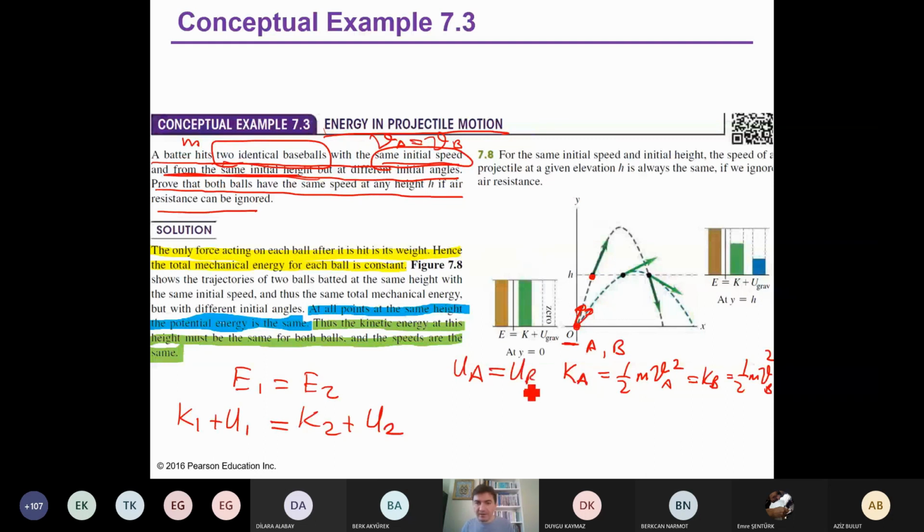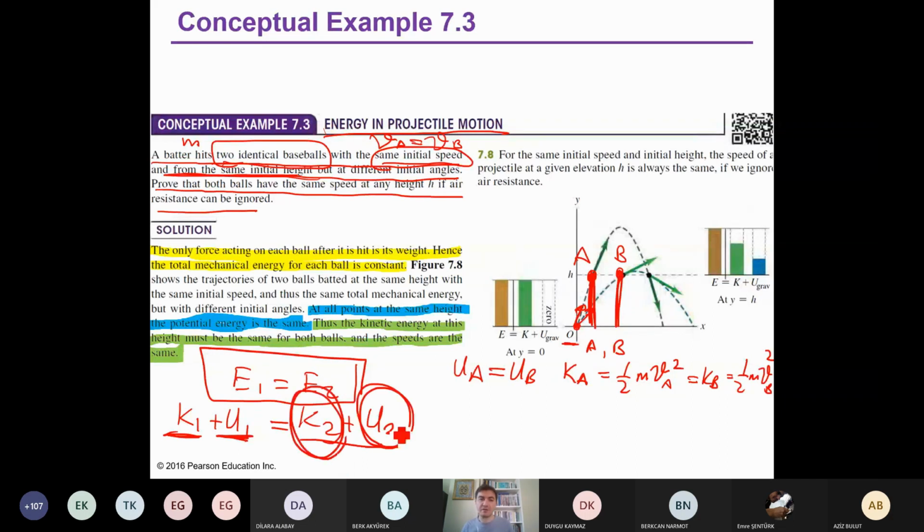So at some certain height, this baseball A is here and baseball B is here. And what about their kinetic and potential energies? Since the total mechanical energy is conserved, and since they have the same kinetic and potential energies at the beginning, here at a certain height, since they are identical, they have the same potential energy and they will have the same kinetic energy. Then they will have the same speed at the same height if the air resistance can be ignored. And what about the energy columns here? This is the total mechanical energy for both cases.